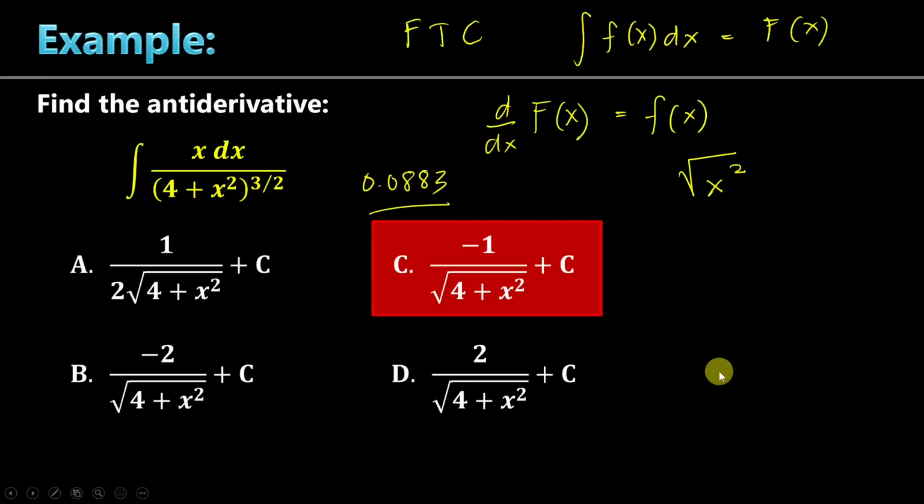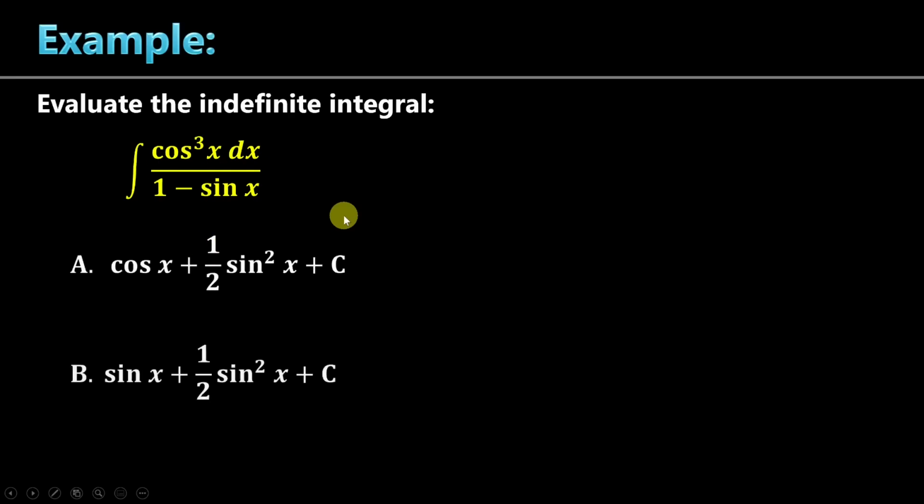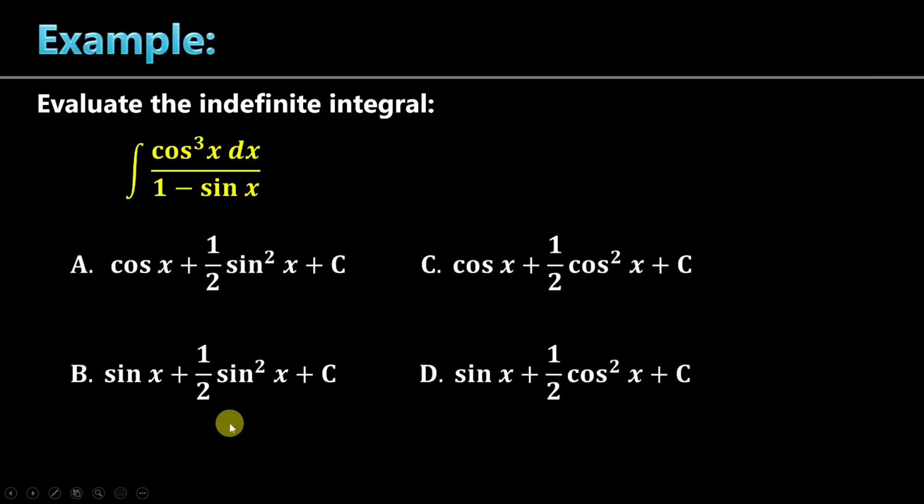Now, let's have another example para ma-practice kayo. This time, evaluate the indefinite integral. Okay, so dito mayroon tayong integral of cosine cube x dx over 1 minus sine x. So, para ma-reverse engineering natin at makalculate ang sagot, if ever hindi mo alam kung paano siya i-integrate, di ba? Ang gagawin natin, kailangan may choices. So, here are the choices. However, kapag ang function na ini-integrate ay nag-involve ng trigonometric functions or inverse trigonometric functions, you have to be careful ha, kasi yung iba dito nagkakamali. Dapat gagamit ka ng radian mode sa iyong calculator.